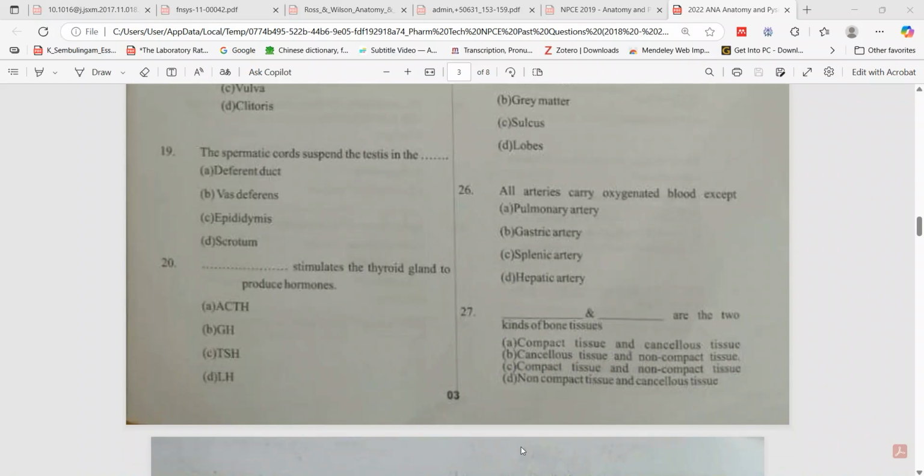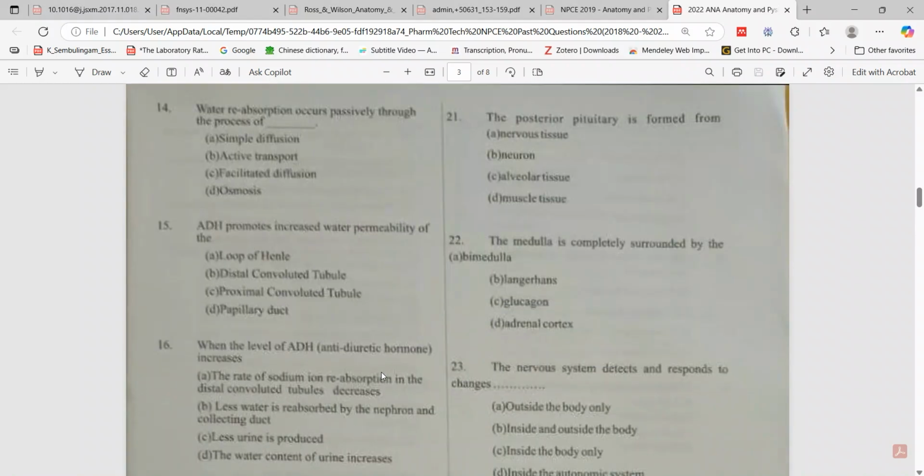Question 19. The spermatic cords suspend the testes in the dash. Where? Scrotum. This one is straightforward. Scrotum. Now question 20. That stimulates the thyroid gland to produce hormone. TSH, thyroid stimulating hormone.